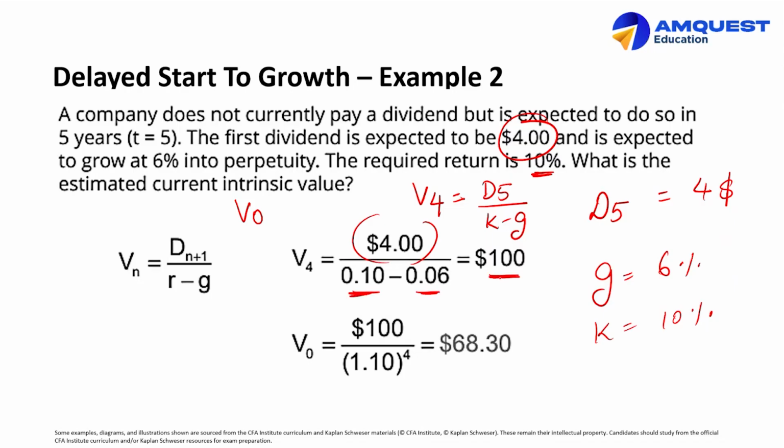So my V4 is coming as $100. 4 साल के बाद the value of my share is going to be $100. तो आज की value क्या है? आज की value will be 100 divided by 1 plus R raised to 4, which is 100 divided by 1.1 raised to 4, which is 68.3. So this is my intrinsic value.